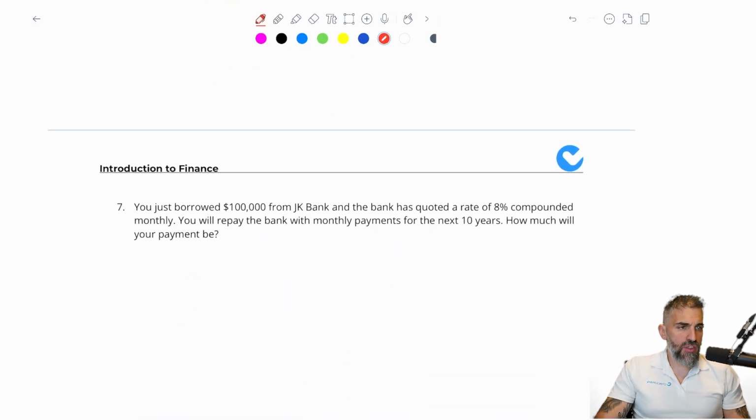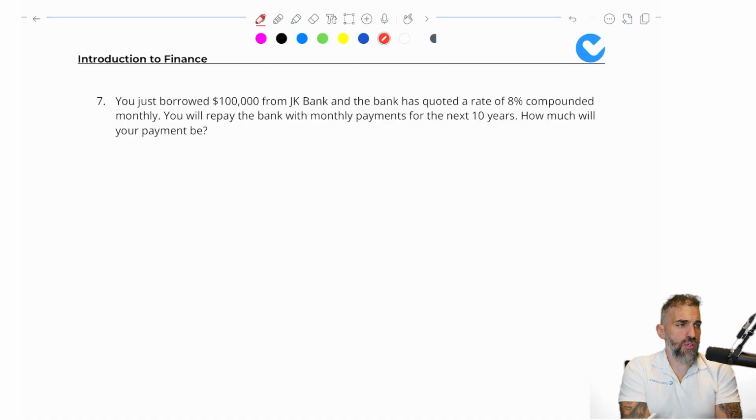You just borrowed $100,000 from JK Bank, and the bank has quoted you a rate of 8% compounded monthly. You will repay the bank with monthly payments for the next 10 years. How much will your payments be? Very, very common question. We're actually going to expand on this in the next part. But it's a loan. A loan with equal periodic payments. So by definition, this is an ordinary annuity because the payments are constant. Like you're going to make the exact same amount. Your payment will be the same amount every month. It ends after 10 years.